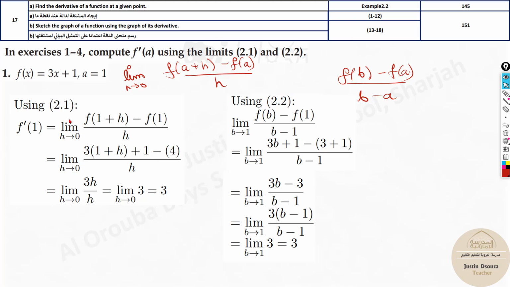Now, if the function is not a cube or a square, it's much simpler. You can see easily you can get the answer. Doesn't matter which formula you're using. They're using formula 2.1 and 2.2. This is the first formula, second formula. You will get the same answer. They are the same.